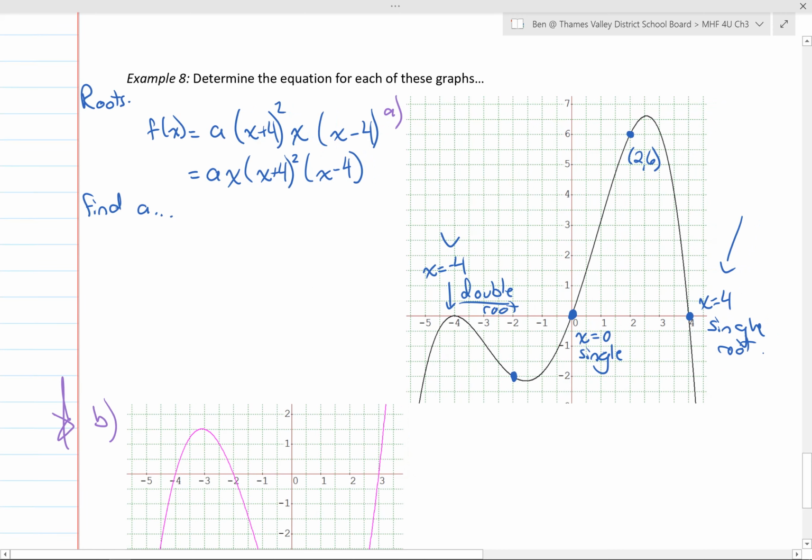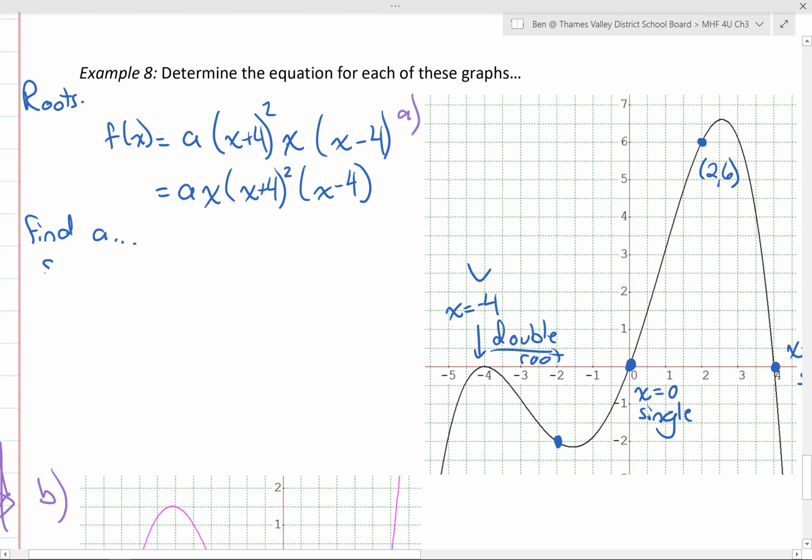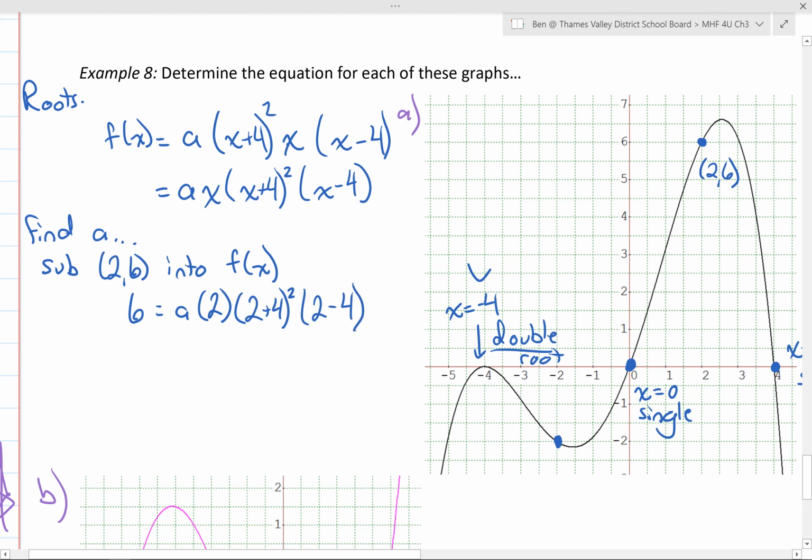So we can substitute in. You can use any of those points. We substitute (2, 6) into f(x). And right here we're narrating our solution, which is very helpful to creating a solution that others can follow. So we sub (2, 6) into f(x). That means 6 equals a times 2 times (2 plus 4) squared times (2 minus 4). What we want to do is isolate for a. If we can find a, then we can use that with the family of functions to write out the exact equation, which is what we're trying to do.